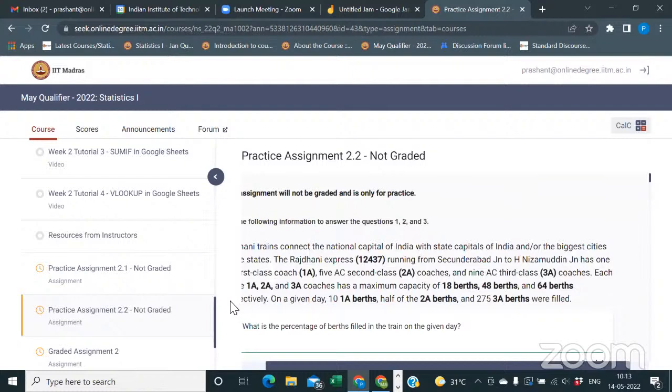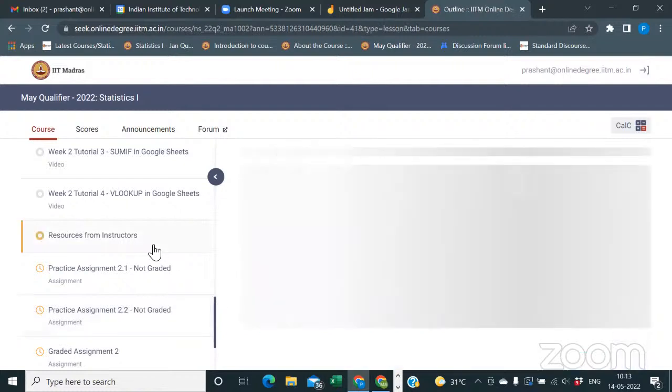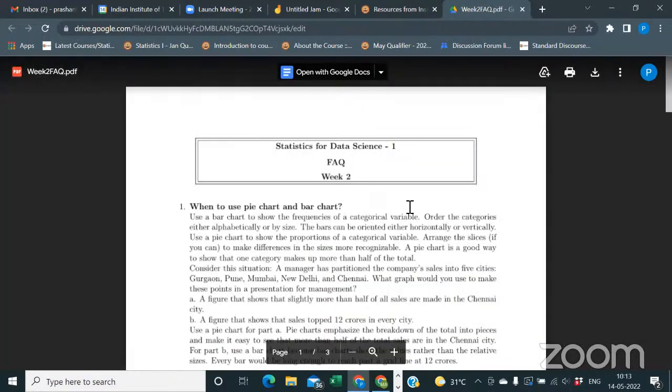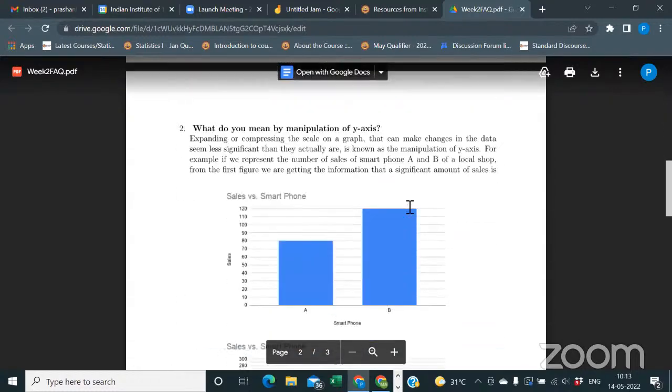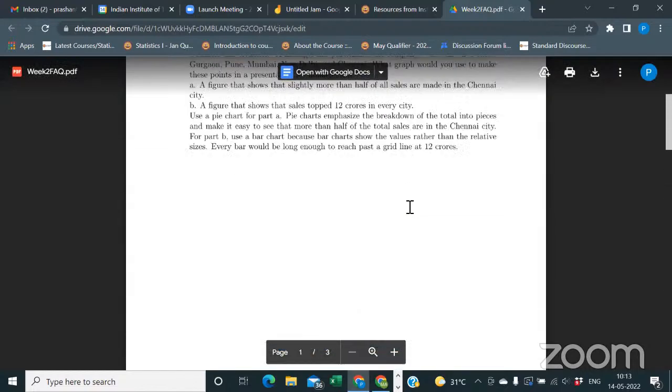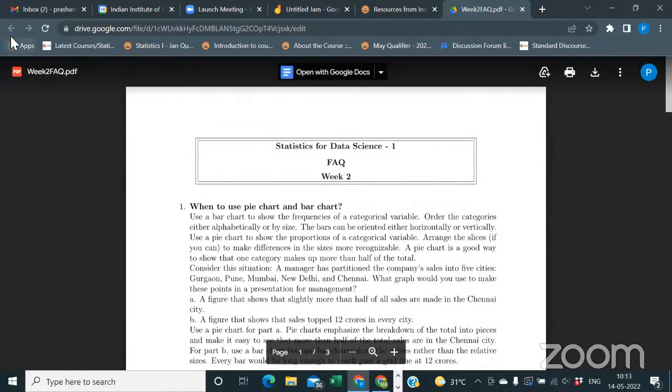Okay. If you see, there are resources from outside. One second, I want to show you something. This is an FAQ we have generated. You can read this here to get to this one. Okay, it is not there.